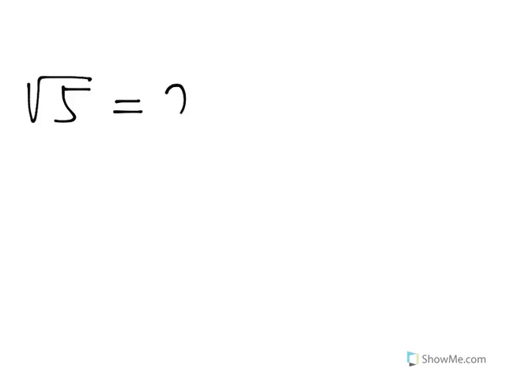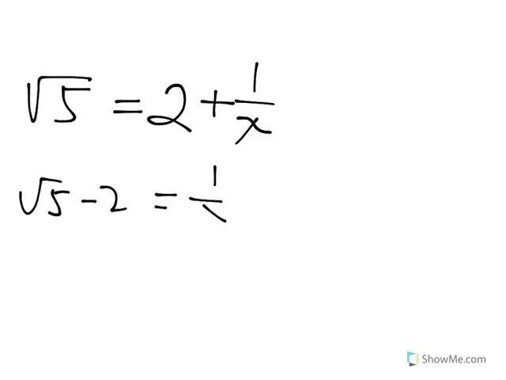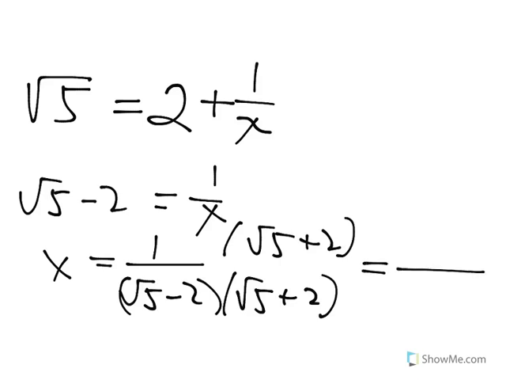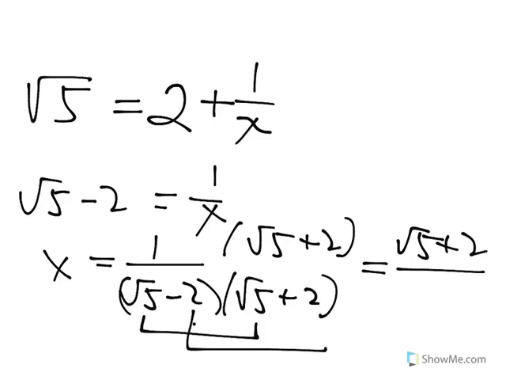Square root of 5 is a little bigger than 2, so it's going to be 2 plus 1 over x. Then you subtract 2 from both sides. Take the reciprocal of both sides and rationalize the denominator. And we get radical 5 plus 2 here, but the denominator is radical 5 times radical 5, which is 5, minus 4, which is 1.